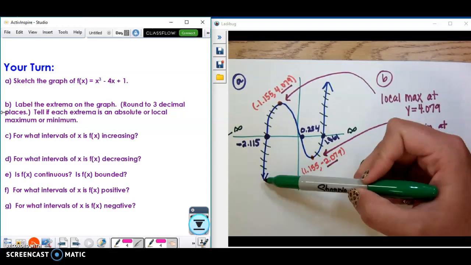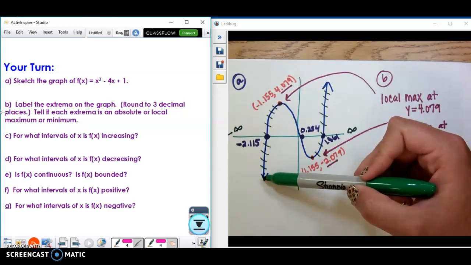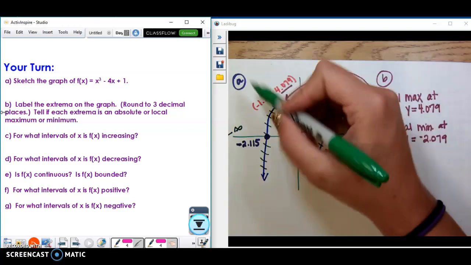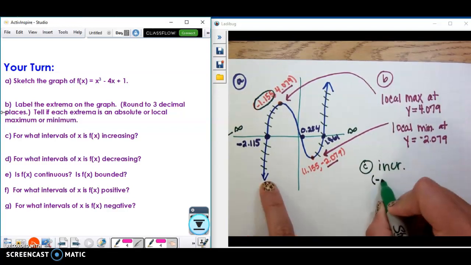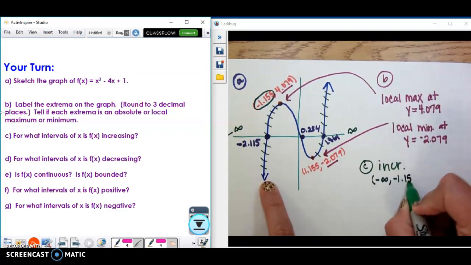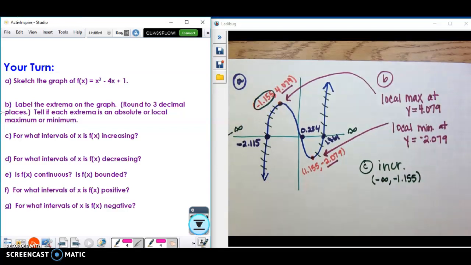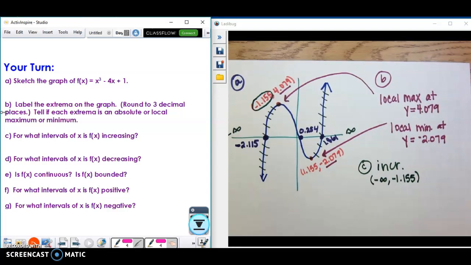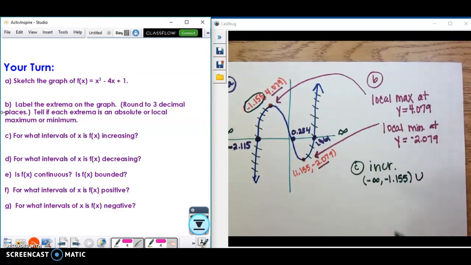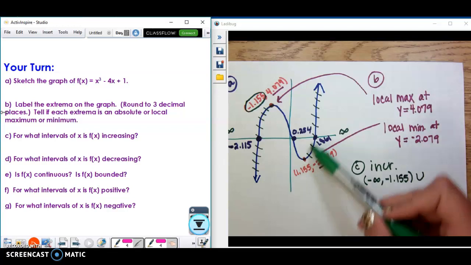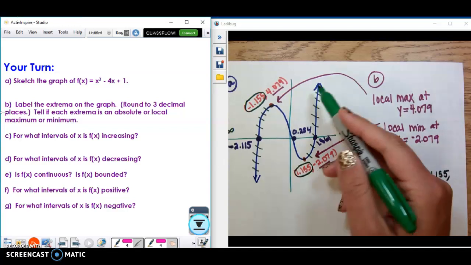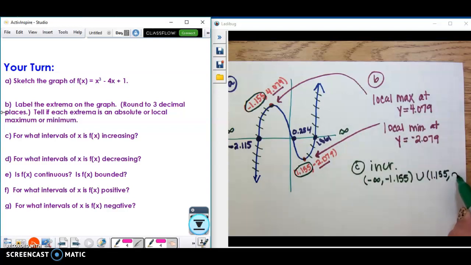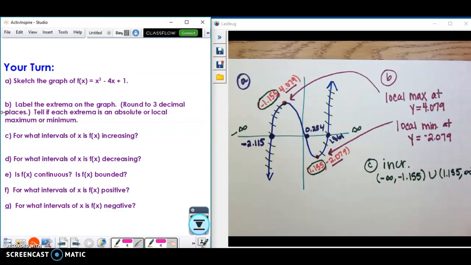So this starts on the far left of the graph and goes all the way up to my x value of negative 1.155. So my first increasing interval is going to be from negative infinity to negative 1.155. Remember, you have to use parentheses and make sure you're always using x values. Now, there's another place, so we're going to put union. It also increases starting here and going up forever. So it starts increasing back at this x value of 1.155, and then it's going to increase the rest of the graph, so we're going to use that infinity. Okay, so that's where it's going to increase.